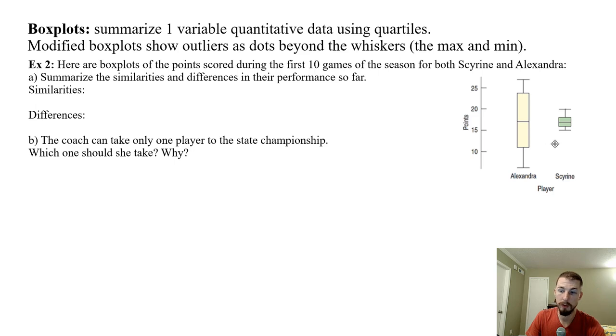They're also both symmetrical. Neither of the distributions look skewed. Maybe this one you could say is slightly skewed to the right because the right whisker is bigger than the left, but it's really small. The differences are going to be in the spread. Cyrene is a much more consistent player than Alexandra. And if a coach could only take one player to state champions, which one would you take? I would take the more consistent player, right? It would be a different story if she was consistent and not as good, but I would take the more consistent player because I'm looking for consistency from game to game for our championship.